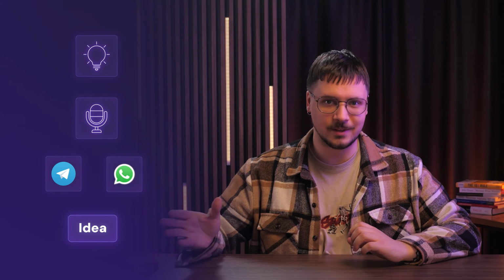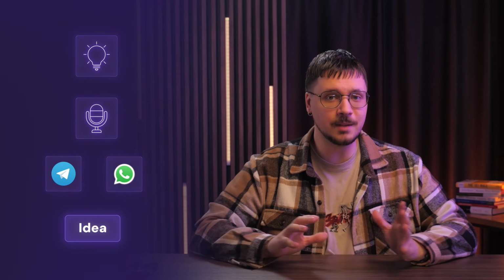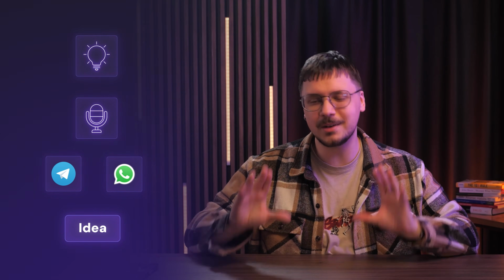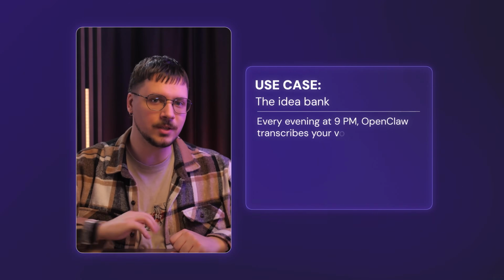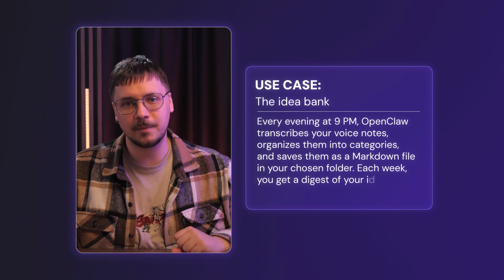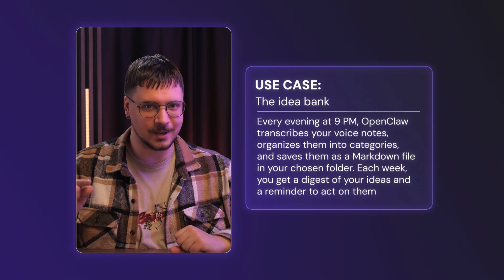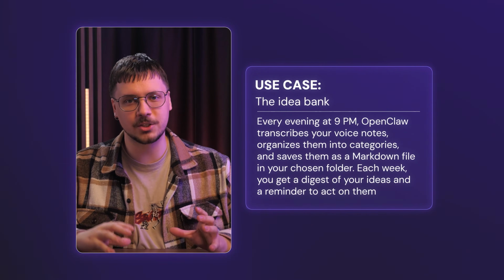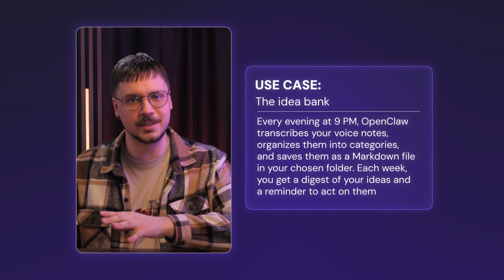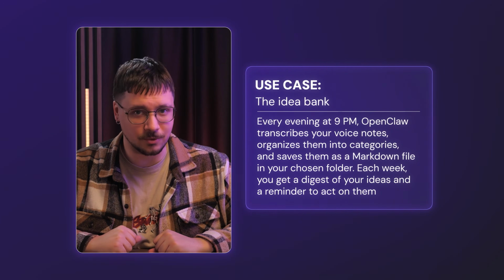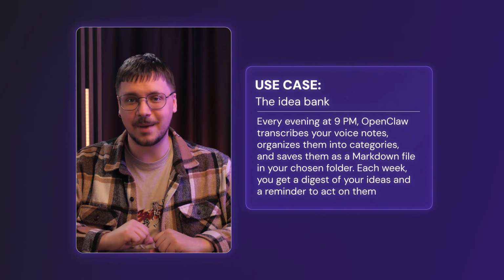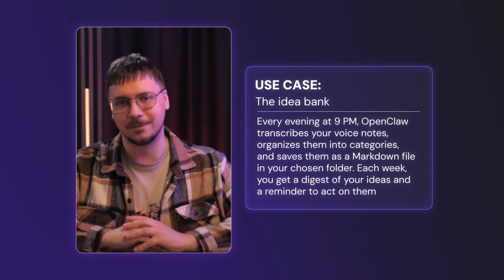Throughout the day, whenever an idea strikes, you just send a voice note in your OpenClaw chat on Telegram or WhatsApp. Just say idea and start talking. It's the same as sending yourself a voice note with one key difference. Every evening at say 9 p.m., a scheduled task fires up behind the scenes. OpenClaw transcribes all of your voice notes from the day, organizing them into categories for you, and saves them as a markdown file in the folder of your choice.